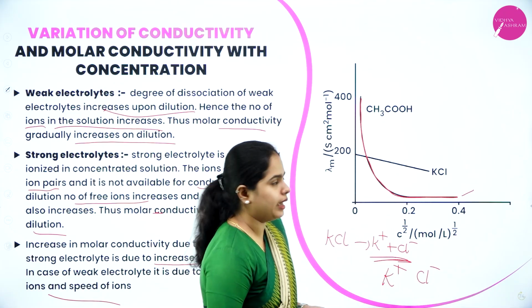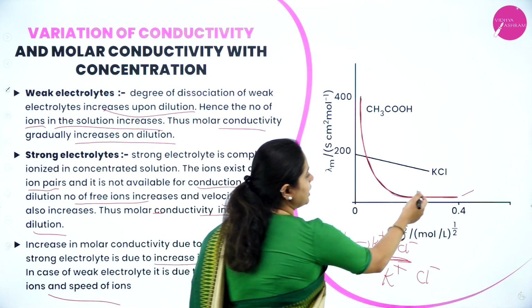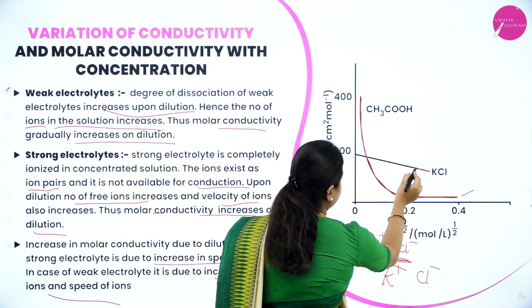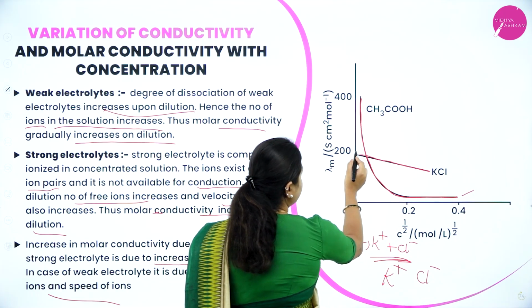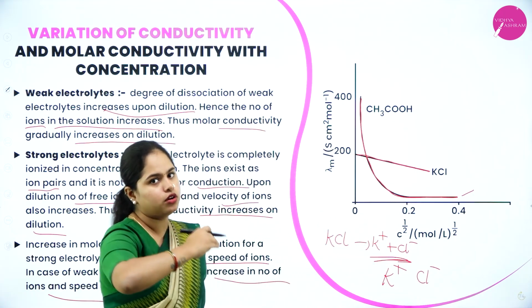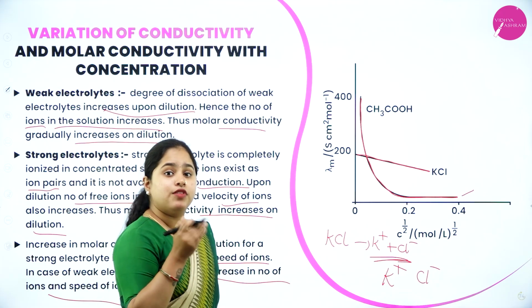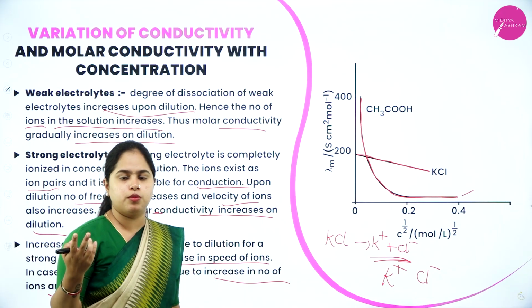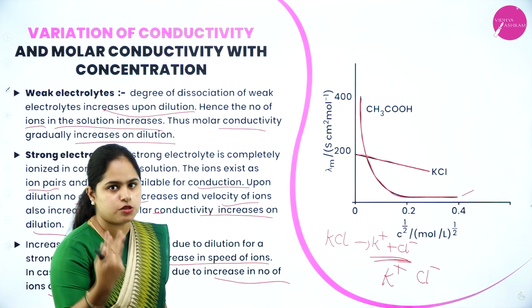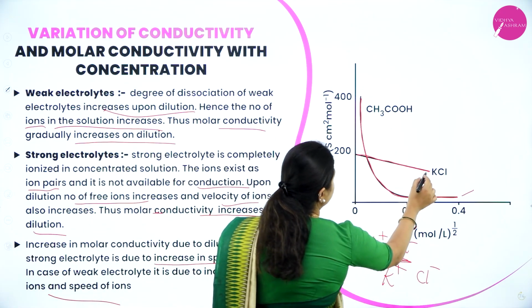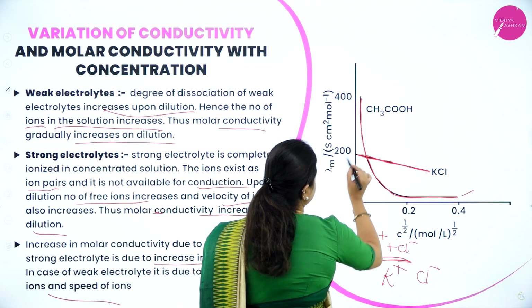So, I hope it is clear. Now, let's see the graph for KCl as well. That's a strong electrolyte. As you can see, it is not having a steep increase as that of weak electrolyte, right? Weak electrolyte, two factors are contributing. One is number of ions and one is speed of ions, right? So, in this case, what happens? Gradually, it will increase, right?